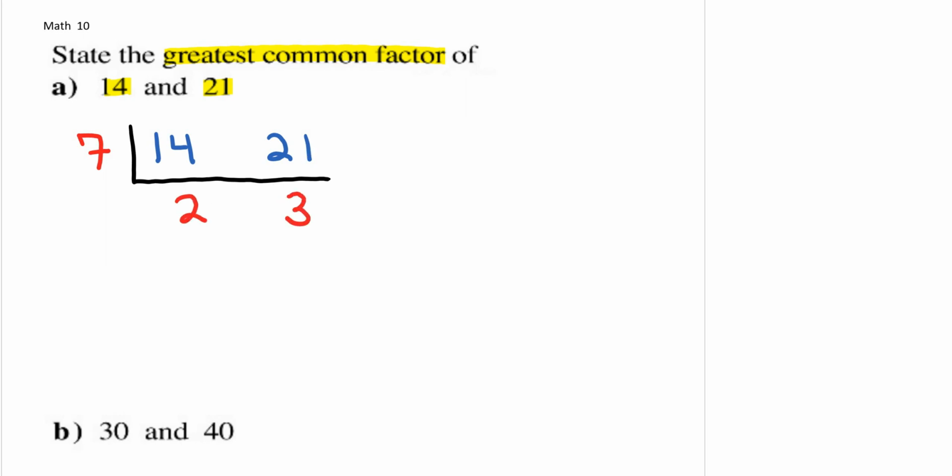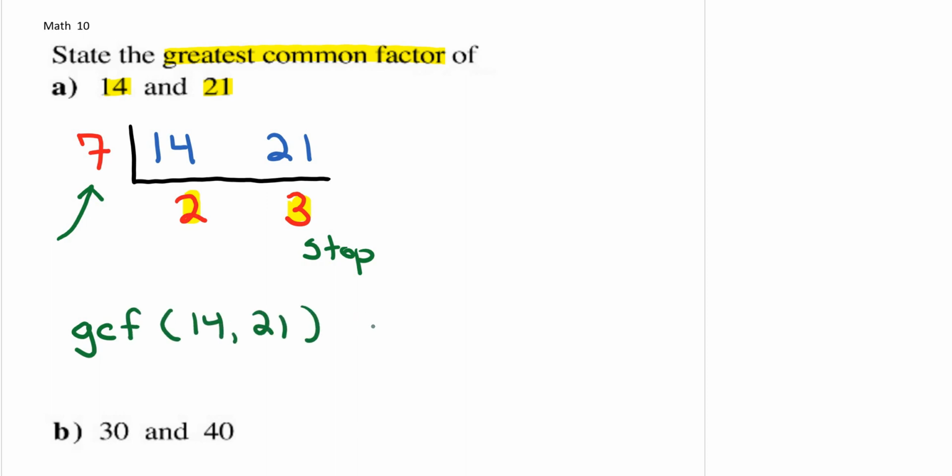And this is where I'm going to stop here, because when I look at my numbers 2 and 3, these are prime numbers. I can't think of another number that divides 2 and 3 at the same time. So the GCF can be found right here, which is 7. And once again, that makes sense because 7 is the biggest number that divides into 14 and 21. So one way you can finalize your answer is you can write GCF. The GCF of 14 and 21 equals 7.